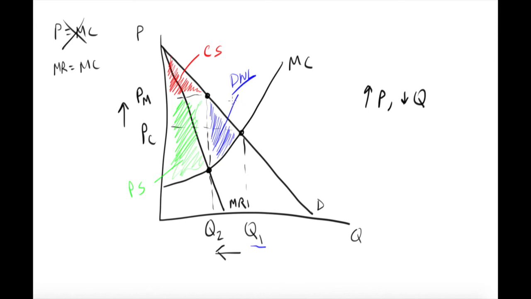And that pretty much covers it for this video. The main things to remember when you come across monopolists is, they set marginal revenue equal to marginal cost rather than price equal to marginal cost. And from there, just identify the three respective regions of consumer surplus, producer surplus, and deadweight loss.